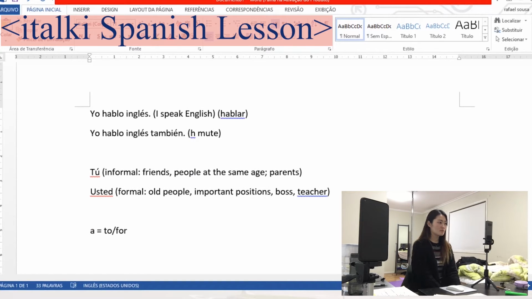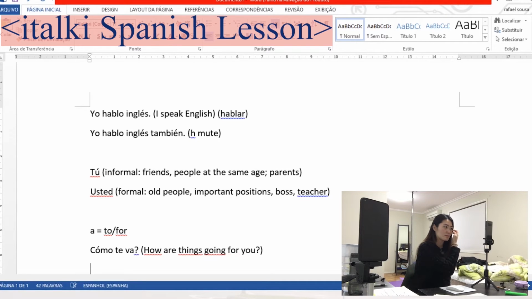So if I ask, for example, ¿cómo te va? It's, as I told you, how are things going for you? So if I say bien, ¿y a ti? it's going to be literally like this: fine, or well, and for you. And like, how are things going for you? Yes, but it's in a reduced form.